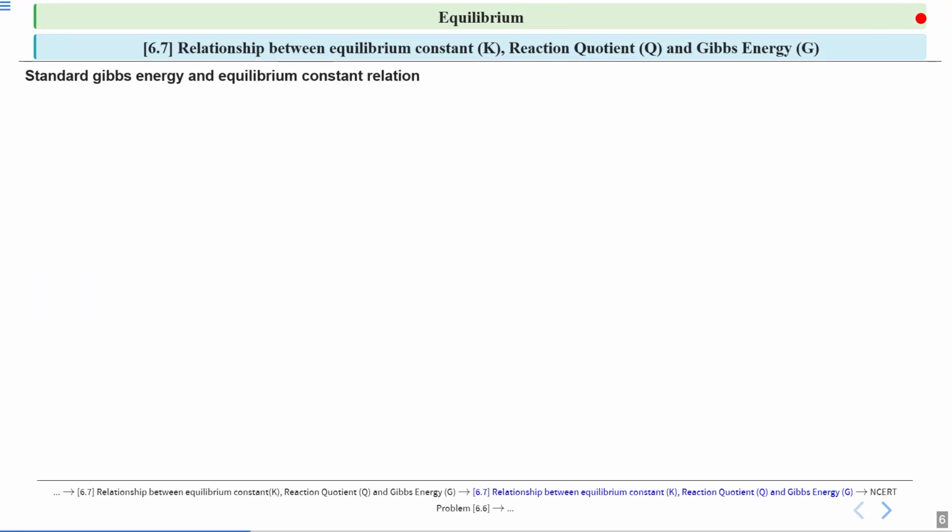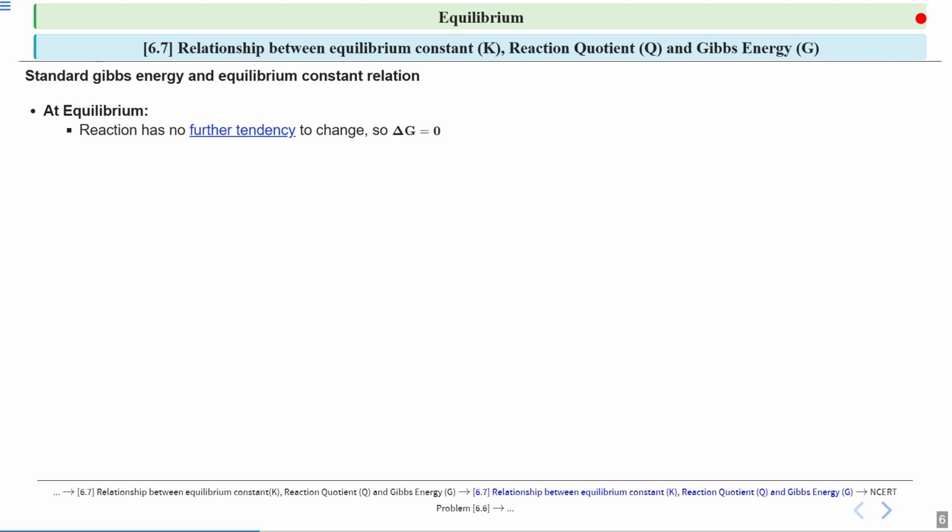Now, if I look at this aspect of this reaction, of this equation, which is at equilibrium. What will happen at equilibrium? You know it very well. After equilibrium, there is no net change in the reaction, which means the reaction has no further tendency to go on.